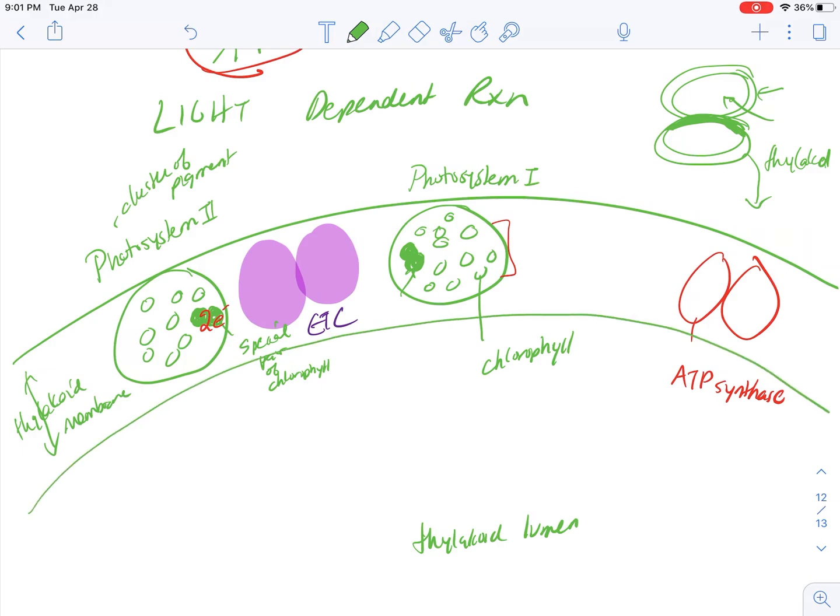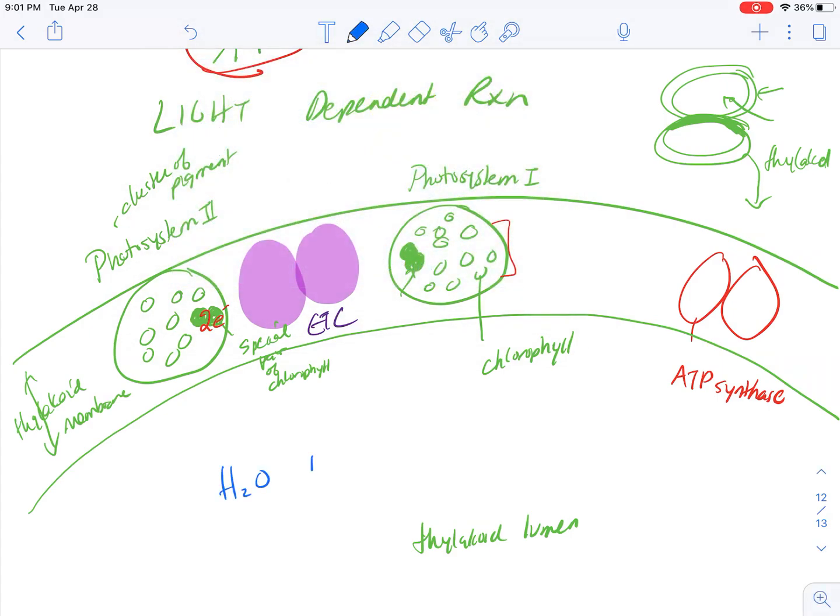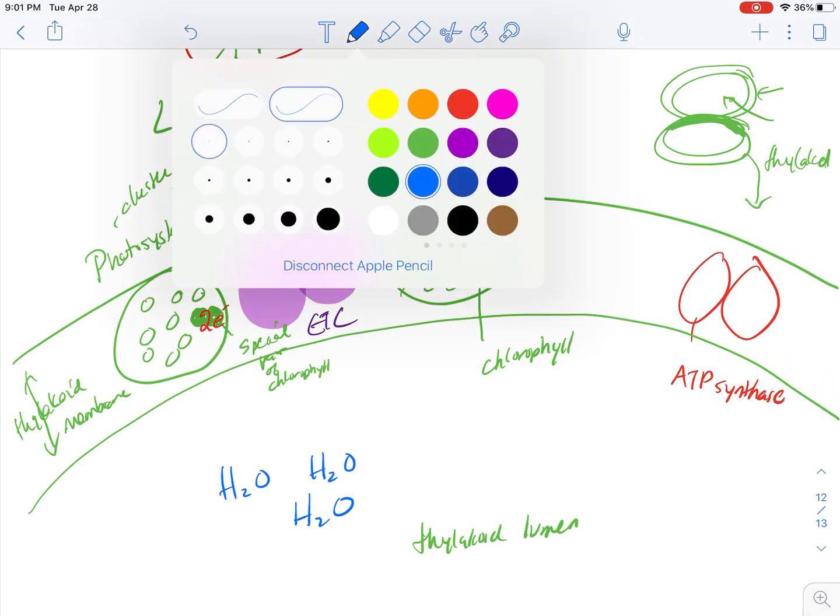What happens to this special pair of chlorophyll? Important to note that inside the lumen is water. Don't forget, you watered the roots, right? And when you water the root, the water travels up the root to the leaf, to the chloroplast, into the thylakoid, into the thylakoid lumen. So that's where you want the water to end up, in the chloroplast, inside the thylakoid lumen.